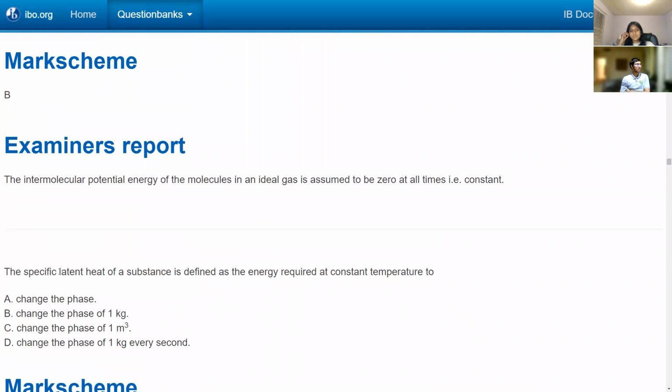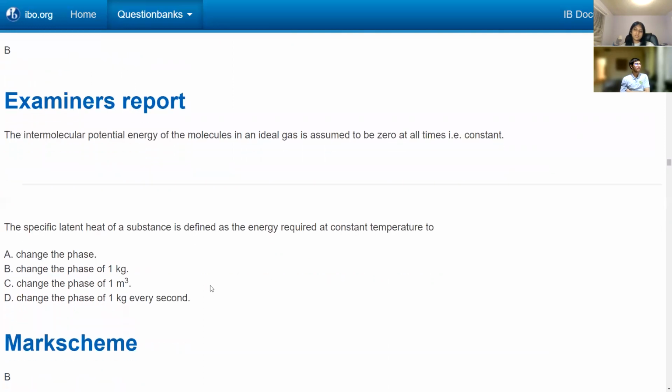Specific latent heat of a substance is defined as the energy required at constant temperature to change the phase of 1 kilogram. B.